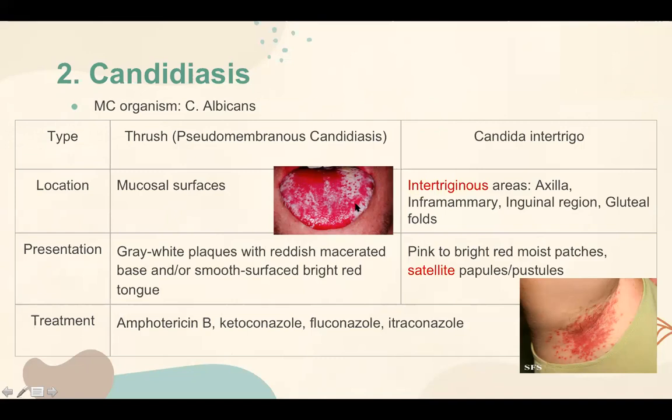And Candida intertrigo, which is from the name, affects the intertriginous areas, which are basically body folds. So including the axilla, the inframammary area, inguinal region, gluteal folds, and it presents as a pink to bright red moist patches. Most commonly has a characteristic satellite papule or pustule appearance. And again, it can be treated with antifungals like amphotericin B specifically, ketoconazole, fluconazole, and itraconazole.